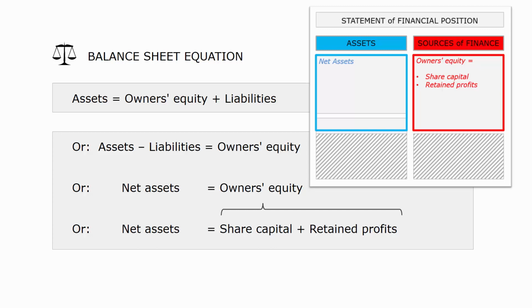Be aware that any profit generated between the publication of two balance sheets will alter the balance sheet equation. When the company earns a profit, owner's equity will increase and, by definition, this will also increase net assets. This shows that the balance sheet and the statement of profit or loss are methodologically interdependent. The next video will present the statement of profit or loss and further examine this interdependency.